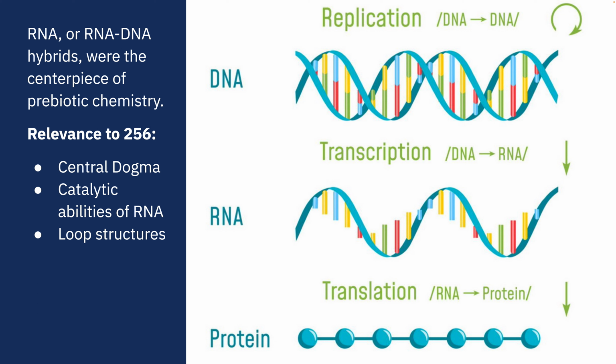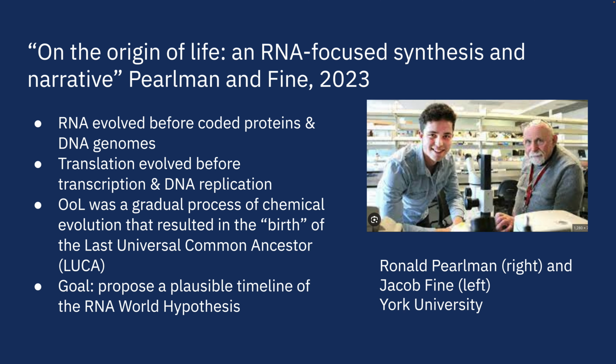So how this is relevant to the course: it's got the central dogma, the catalytic abilities of RNA, plus the loop structures. These are all intrinsic properties of RNA that are going to be really important as we go through our discussion today. The paper I'm using was published this year, I think back in August. It's a narrative of the RNA story, so to speak.